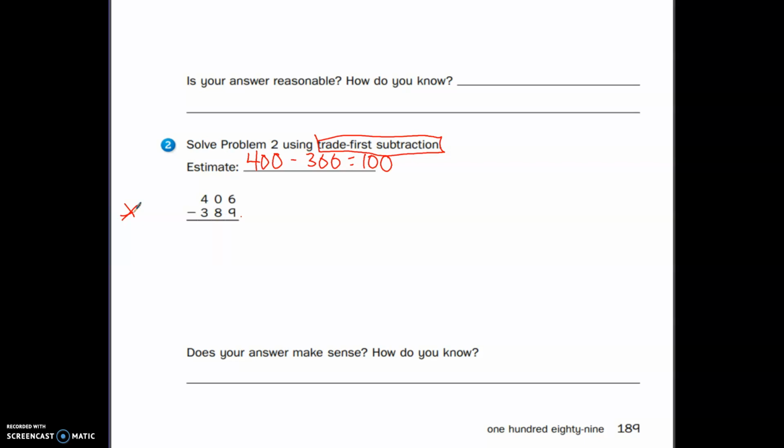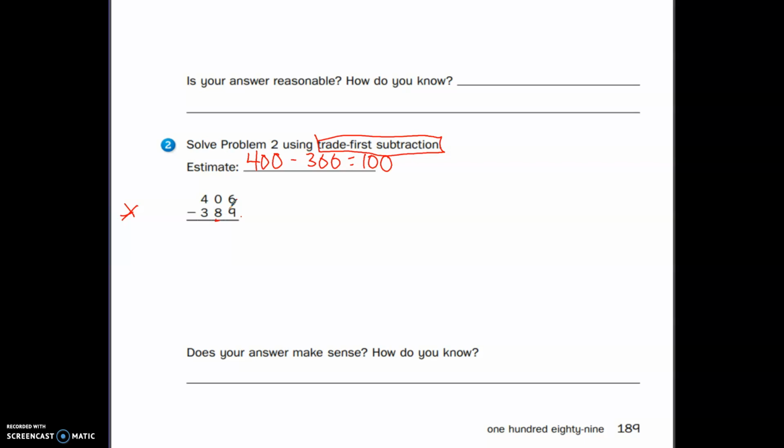Is 400 greater than 300? Yes, it is. Is 0 greater than 80? No, it's not. Is 0 equal to 80? No, it's not. Is 6 greater than 9? No, it's not. Is 6 equal to 9? No, it's not. So that means we need to make some trades. So we are going to trade all the way across.